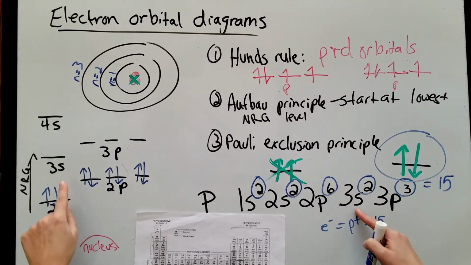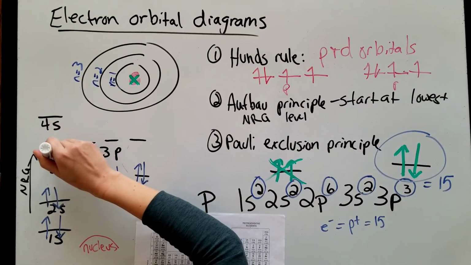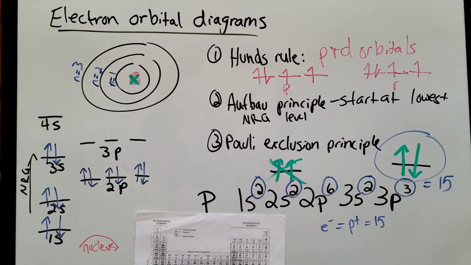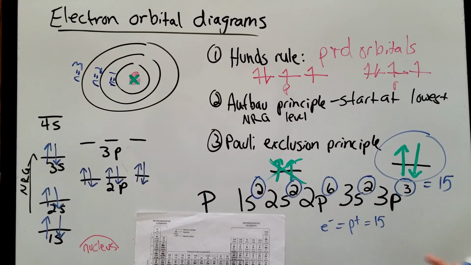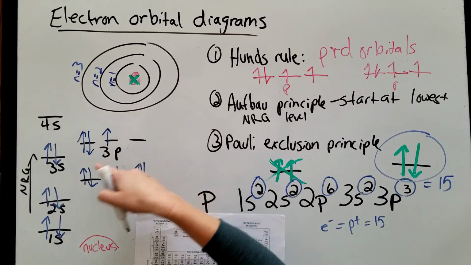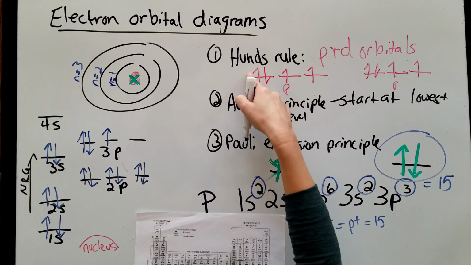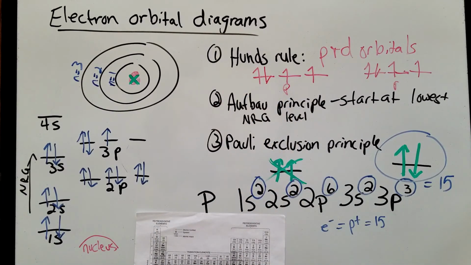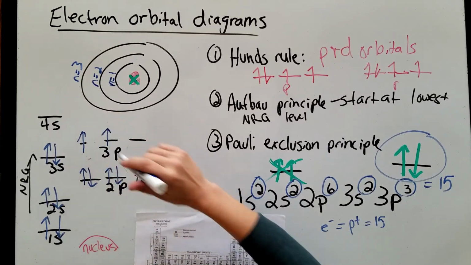Now we go to the 3s. We're going to put 2 electrons in the 3s, one up and one down, following the Pauli exclusion principle. And then for the 3p, 3p3, we're only going to have 3 electrons in the 3p. When I do this, I do not want to do this. That is incorrect, because this is not following Hund's rule, which says spread out the electrons. Don't pair them up unless you have to. So that was incorrect of me to do.